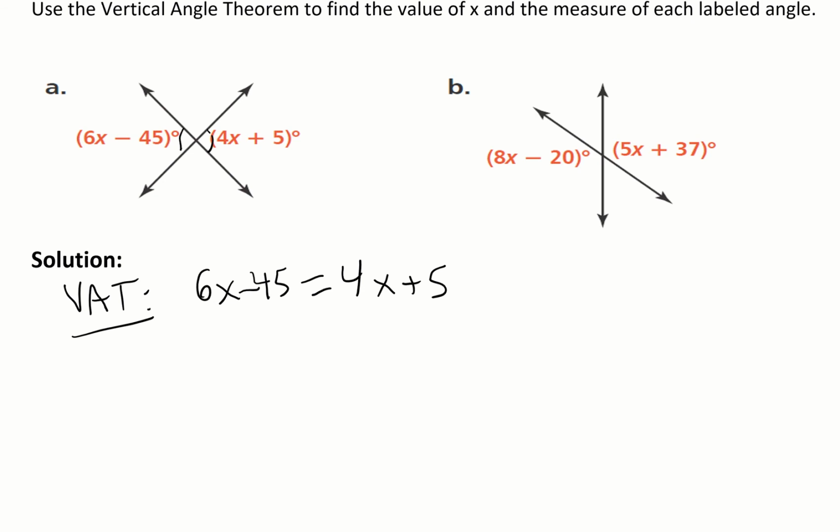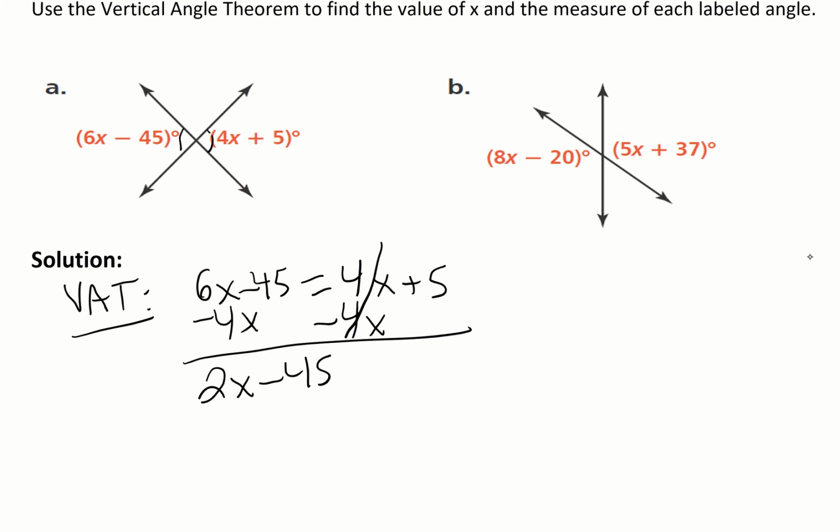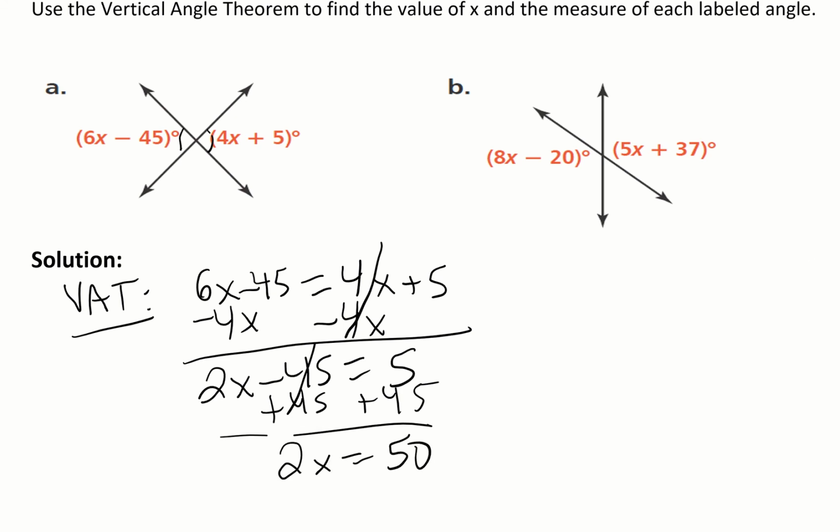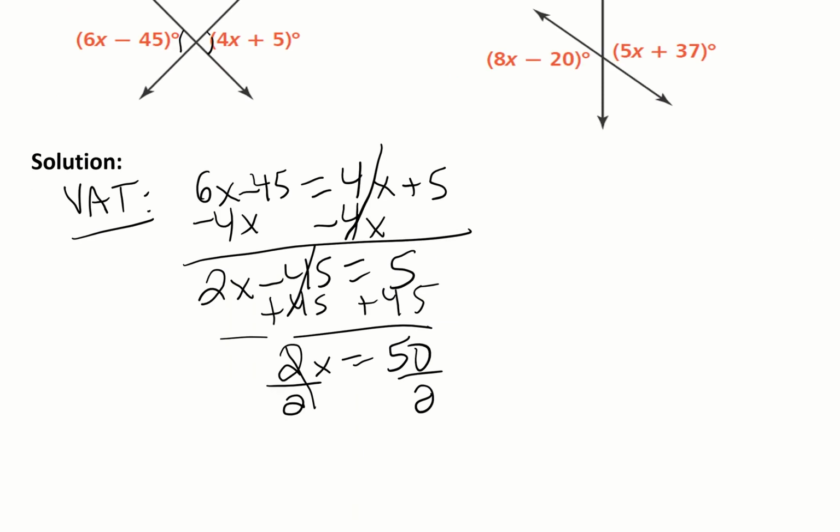And there we go. We set them equal to each other. And then we got to solve using a little bit of algebra. So we're going to subtract 4x on both sides. We got 2x minus 45 equals 5. Then we're going to simply move the 45 over to the other side. So we have 2x equals 50. And so 2 times 25 is going to give us 50. So x has to be 25. You could just divide by 2 on both sides. And so we have x equals 25.